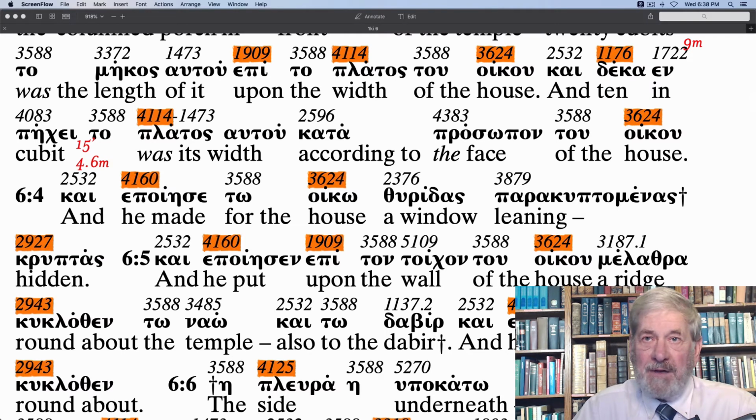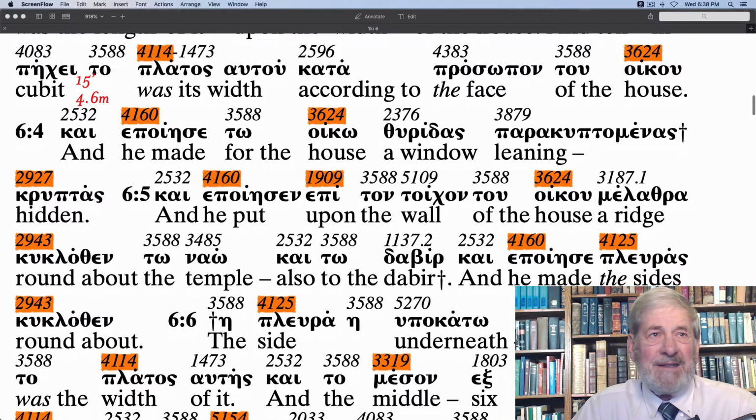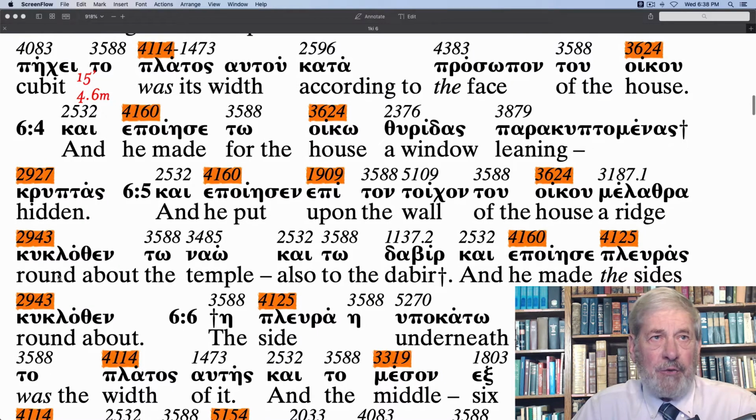And he made side chambers to make the sides. Plevras, we have the plural, cavity in the body, the side, round about. Kiklothen, and kiklothen here. A kiklo, a cycle, comes from that. Kryptos, crypt, hidden, up here.